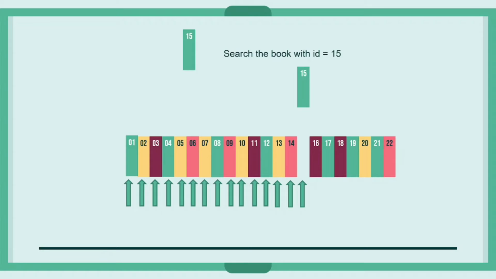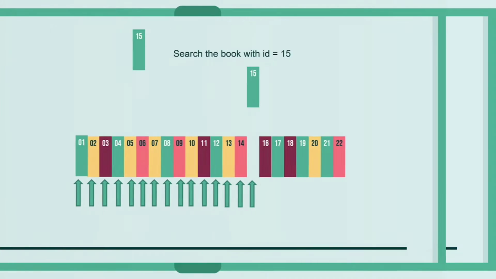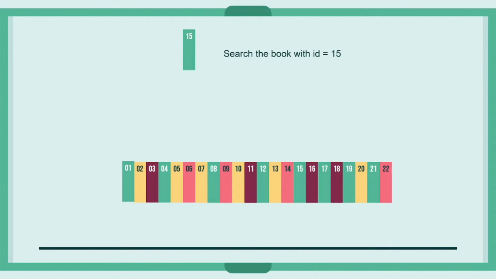What if the array is of 10,000 and you have to find the 9,999th book? Well, it will just take a lot of time to do that. So what's the other method? Well, one of the methods is this. The same question. Find the book with the ID 15 in this array of elements.